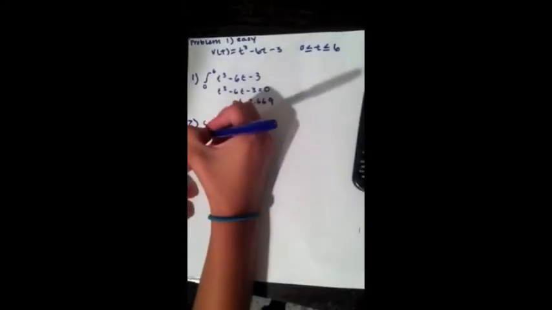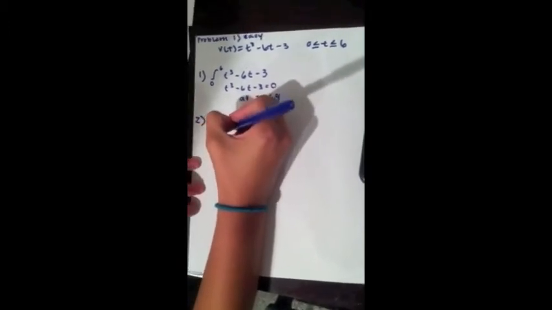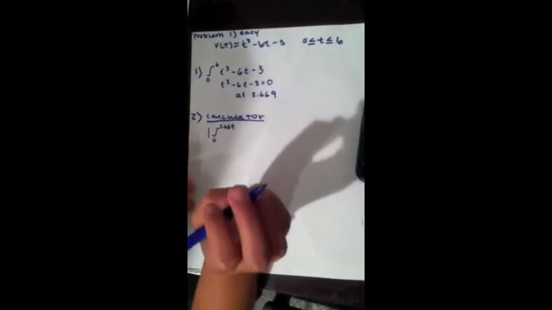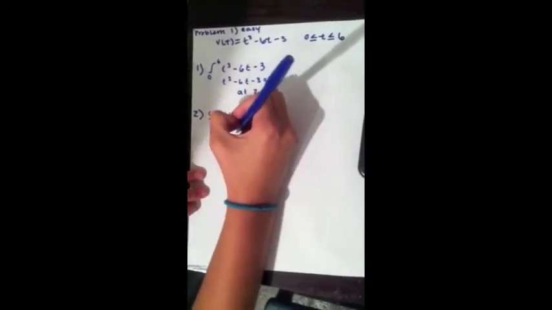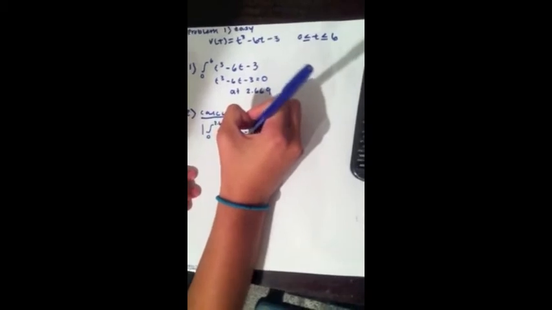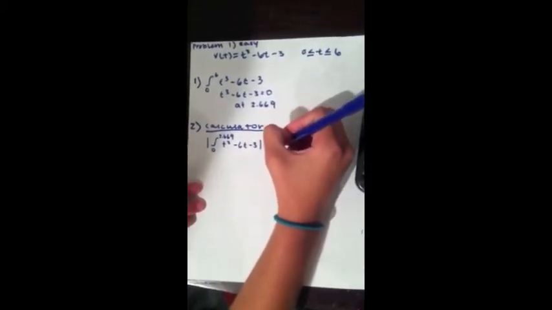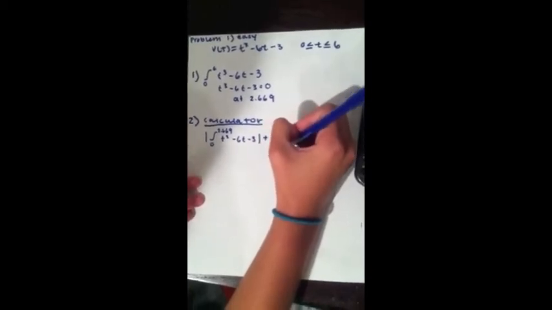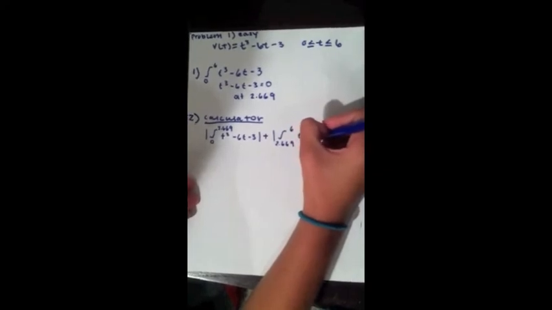The rest of it has to be in absolute value because you're finding the total distance. First you do an absolute value integral from 0 to 2.669 because that's when it crosses the x-axis and changes direction. And then you write the equation. Then you add it to the rest of the line, so it'd be an integral from 2.669 to 6. And then you write the equation again.